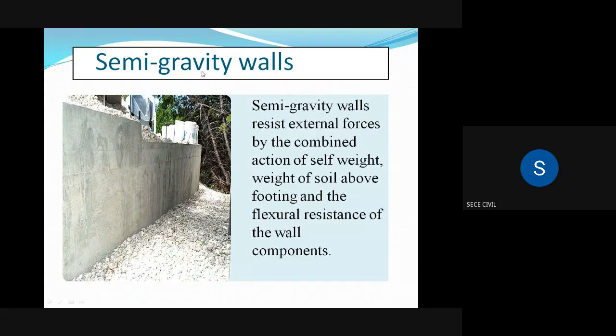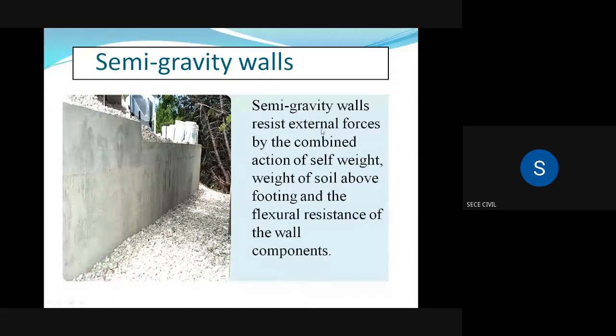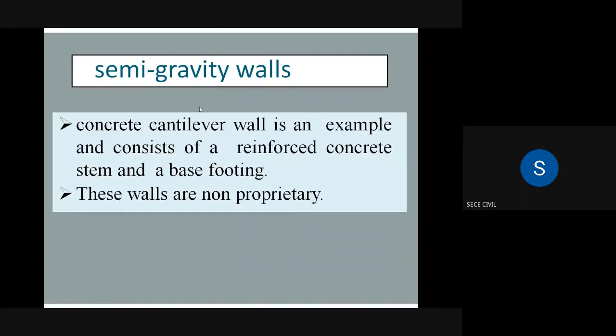Next is the semi-gravity retaining wall. First we saw gravity walls. The second type of retaining wall is semi-gravity retaining walls. Semi-gravity walls resist external forces by the combined action of the self-weight of soil above the footing and the flexural resistance of the wall components also. A concrete cantilever wall is an example and consists of a reinforced concrete stem and a base footing.